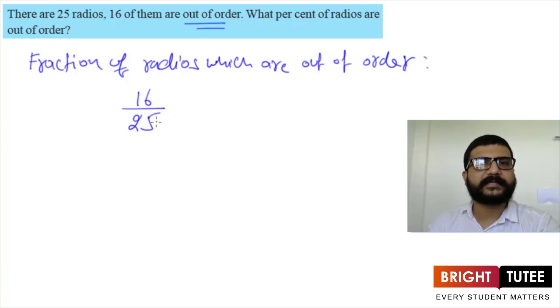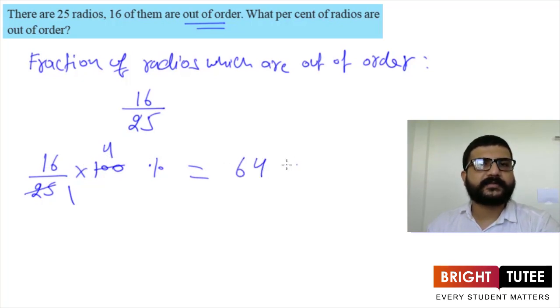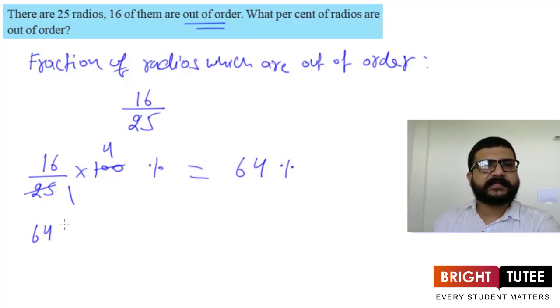Now we have to convert this 16 upon 25 into percentage. What will we do for that? We will multiply 16 upon 25 with 100. Now this is the percentage. First let's simplify this. 25 ones are 25, 25 fours are 100. Now 16 into 4 will be 64. So this is 64%. So it means we can say that 64% of radios are out of order.